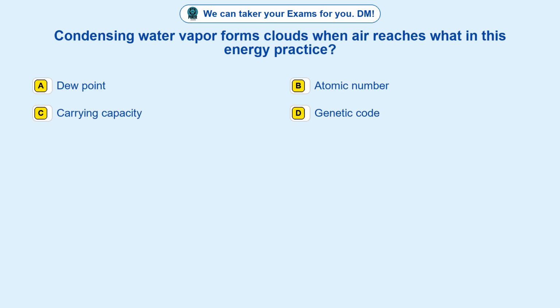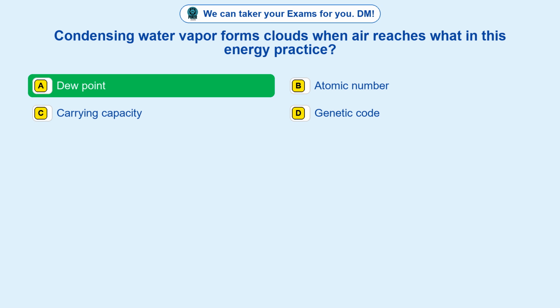Question 99. Condensing water vapor forms clouds when air reaches what in this energy practice? Option A, dew point. Option B, atomic number. Option C, carrying capacity. Option D, genetic code. The correct answer is option A, dew point.